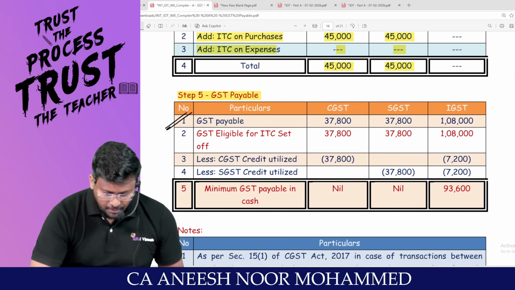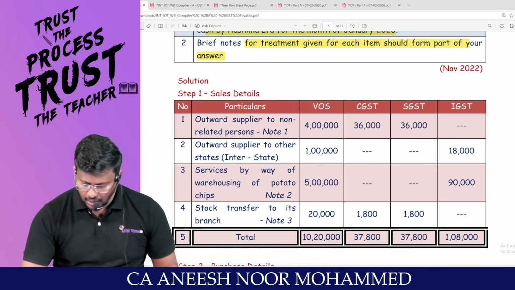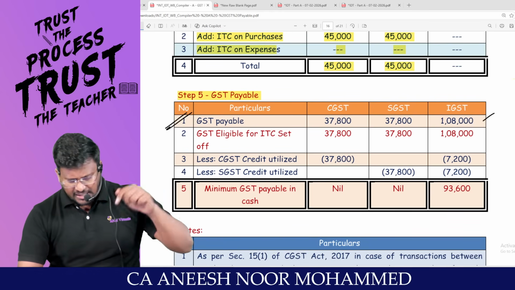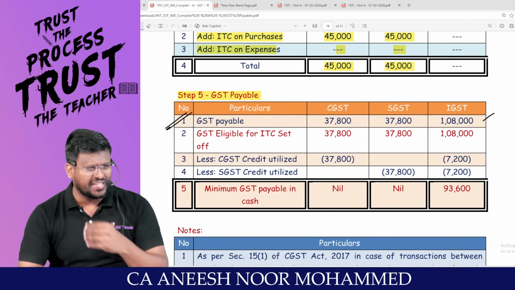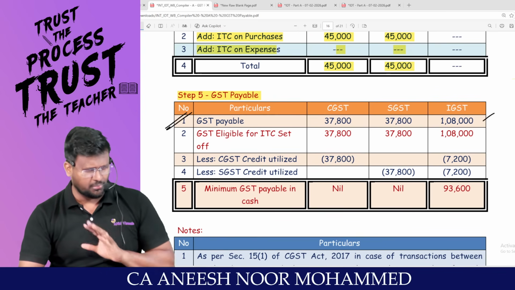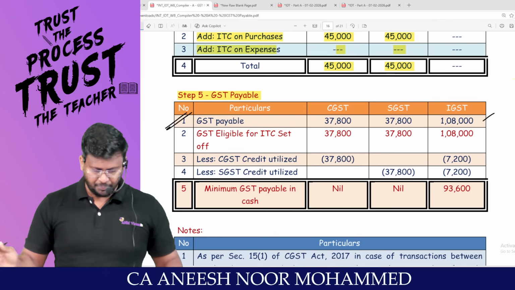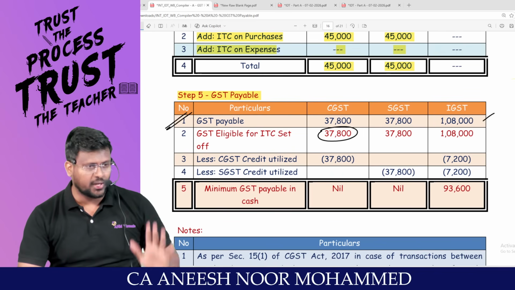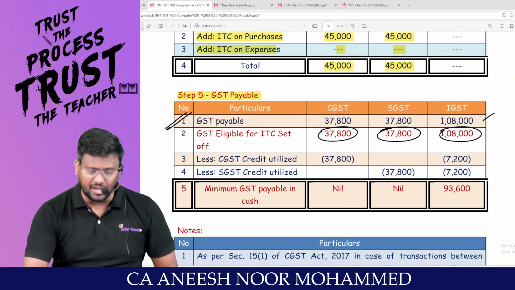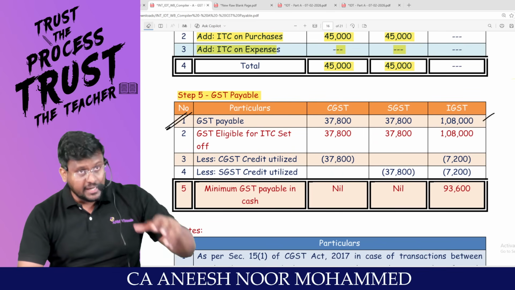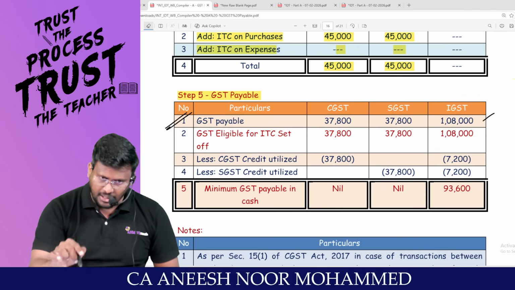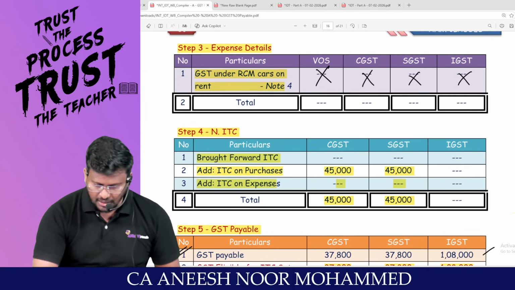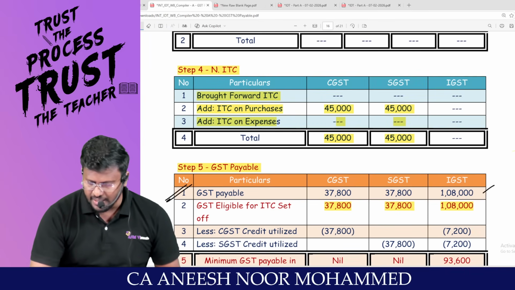GST payable. Sir, what is the GST payable in step number 1? In step number 1, our total output tax was 37,800 and 1,08,000. Am I right? Inside this 37,800 and 1,08,000, is there any outward RCM or inward RCM? No. There is no RCM. So entire 37,800 and 1,08,000 are entitled to be set off against the balance available in the electronic credit ledger. There is no need to rewrite again. You can directly start the set off. These are the credits available. There is no IGST. You only have SGST and CGST.